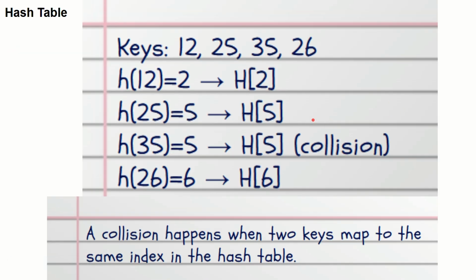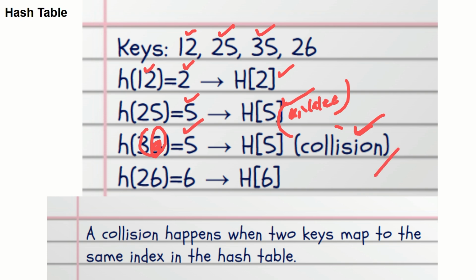Here is a small example of collision. Given these keys, 12, right? If you pass 12 to the hash function, it gives you 2. You're going to store it in the hash table at the second index. Now suppose it is 25. The hash function gives 5. You store it at the fifth index. Suppose you have 35. Now you pass 35 to the hash function, it returns 5. But already at 5 you have a key and value, right? What happens? This is called a collision.